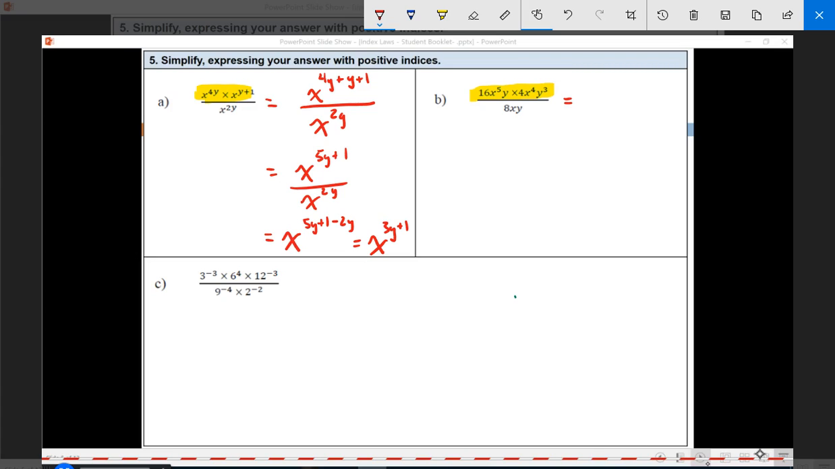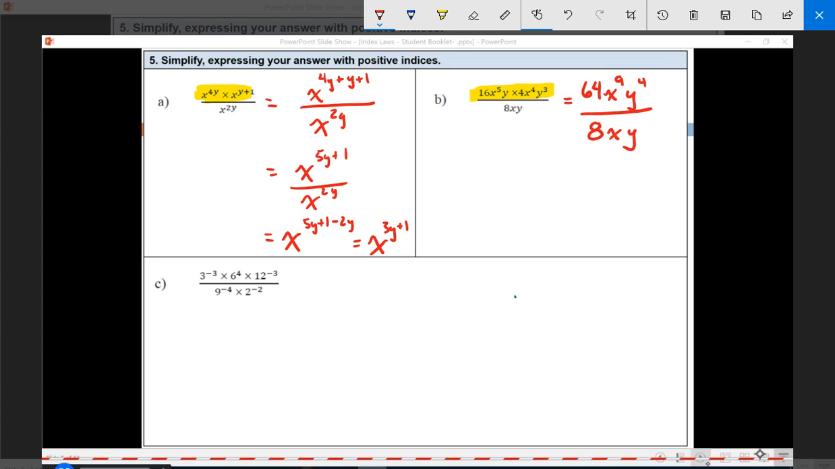Now, the disadvantage of this way, guys, is I'm going to be working with some bigger numbers. So 16 times 4 is 64. Okay, then x to the 5 times x to the 4 is x to the 9. Okay, and then y times y to the 3 is y to the 4, and that is all over 8xy.